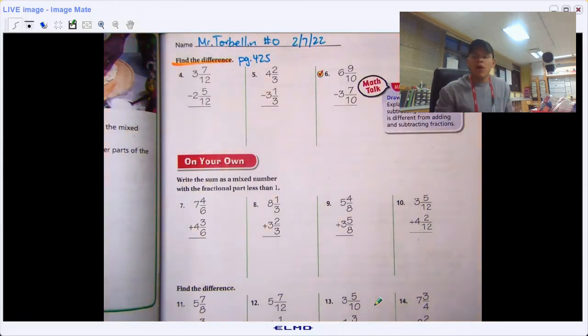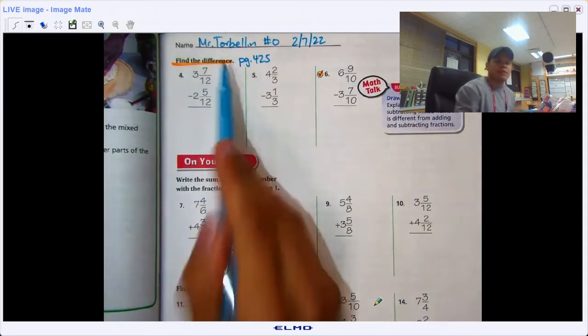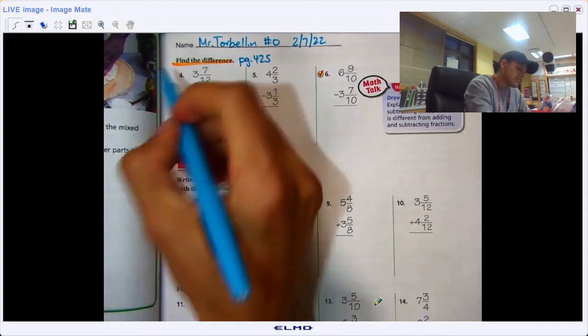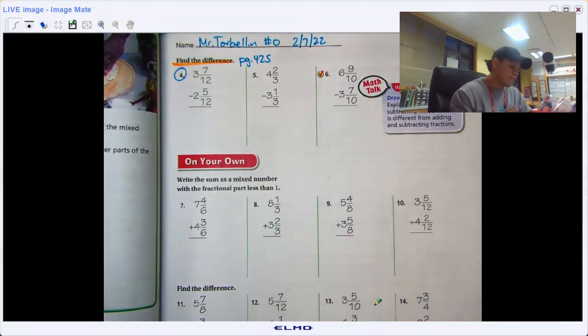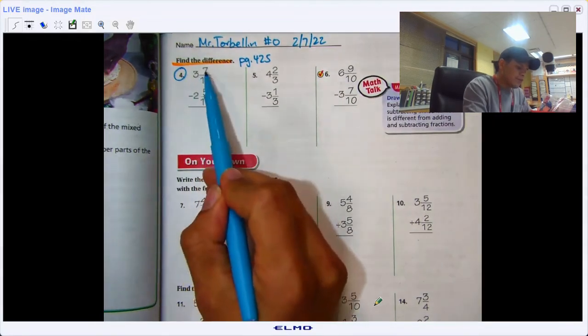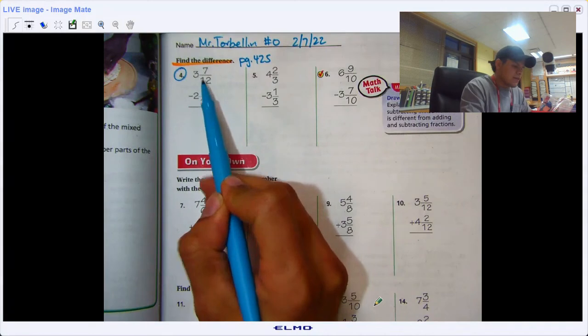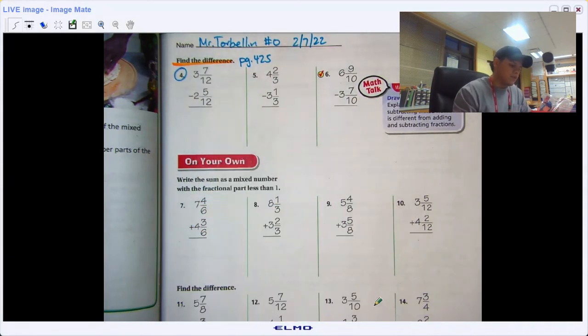Now, since we've already understood how we can add mixed numbers and find a sum, now let's subtract to find the difference. I'm on page 425, and let's just take a look at example number 4. In the next lesson, you'll have more time to practice subtraction, so we'll only take a look at one example here. So we find the difference of 3 and 7/12 minus 2 and 5/12.